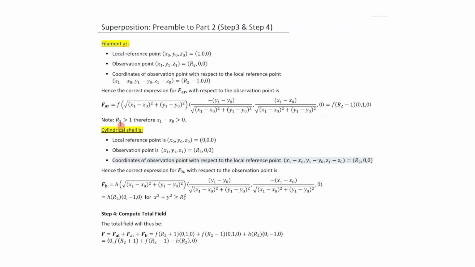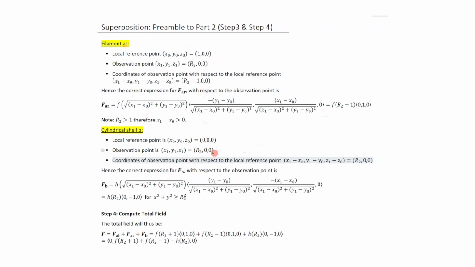Note that R2 is greater than 1. Therefore, x1 minus x0 is greater than 0. That can be determined from the initial XY trace in the problem statement. All right, for the cylindrical shell B, this is our local reference point.